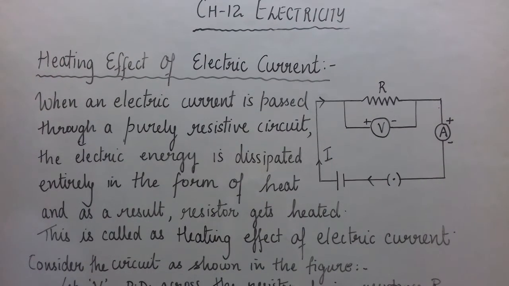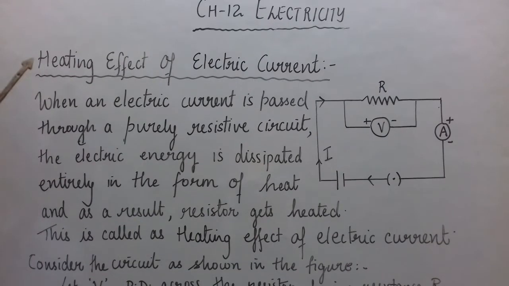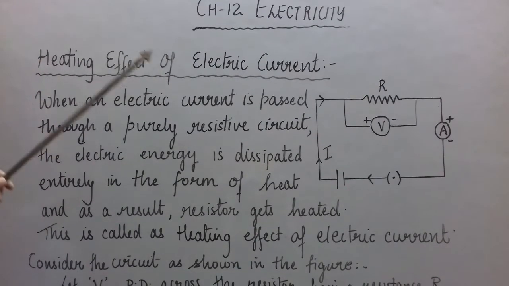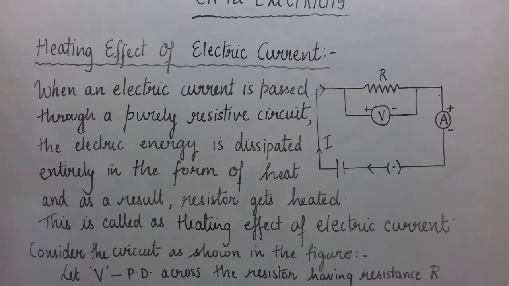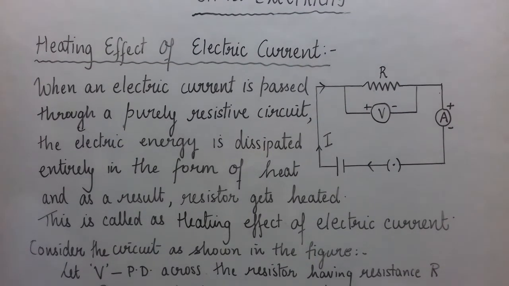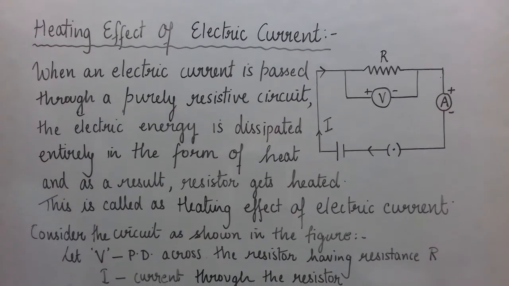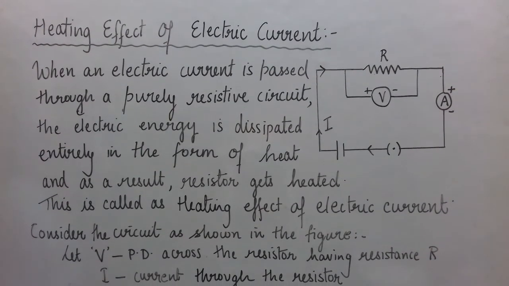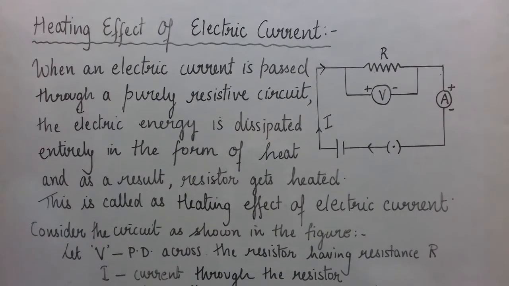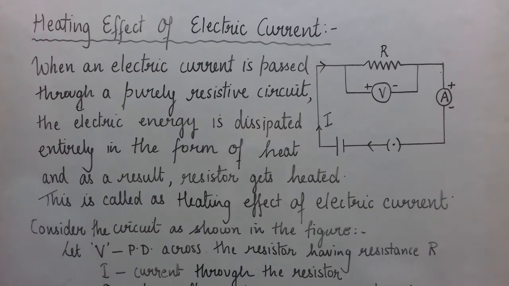Hello students. So let us continue with chapter 12 electricity, and our topic is heating effect of electric current. You know that in this chapter we talk about electrical circuits. We have seen the parallel combination and series combination of resistors in the previous videos. And we have also seen the advantages of parallel circuit over series circuit. Now let us see the heating effect of electric current in an electric circuit.